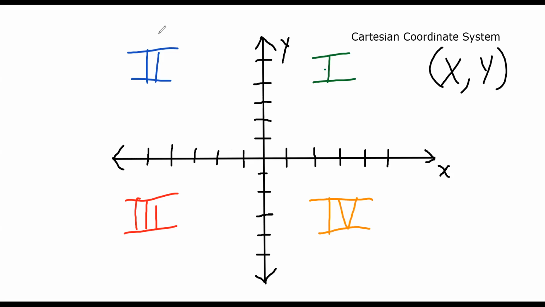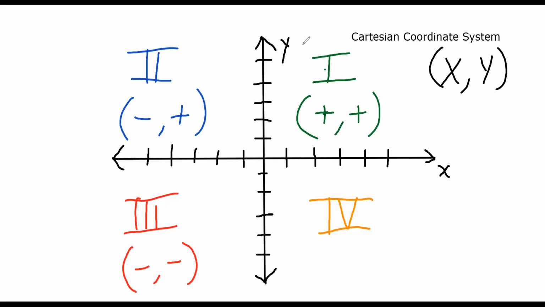In quadrant 1, now quadrant 1 does not include the axes. You can't be on the line itself. That's not considered part of the quadrant. Your x coordinates will be positive. Your y coordinates will be positive. In quadrant 2, your x coordinates will be negative, but your y coordinates are still positive. In quadrant 3, both your x and y coordinates are negative. In quadrant 4, your x coordinates are positive, your y coordinates are negative.